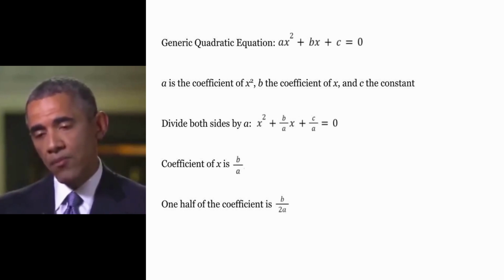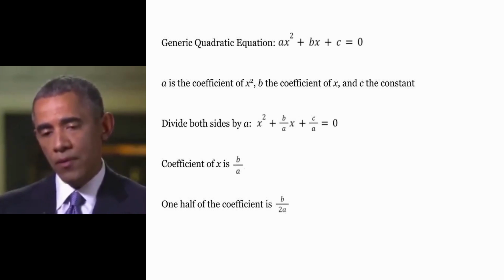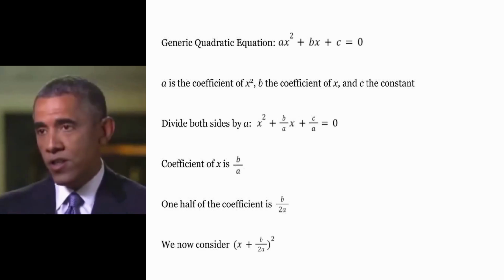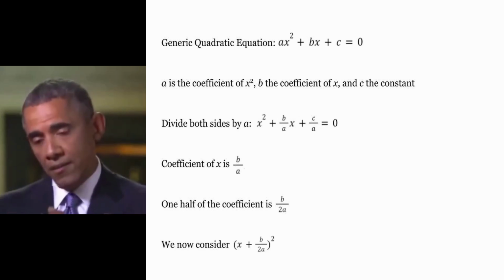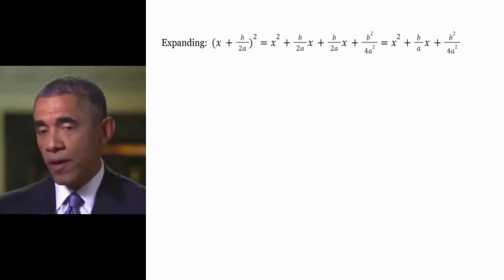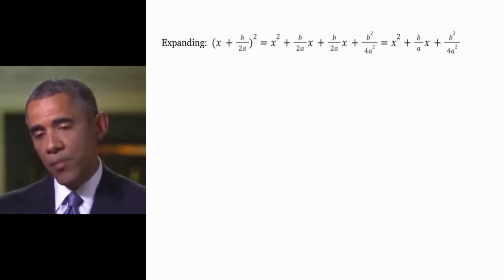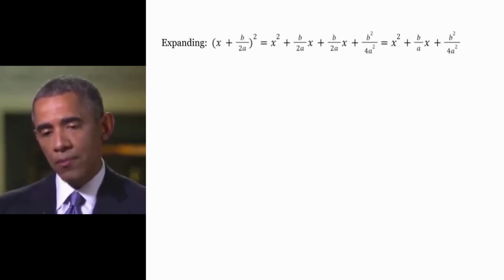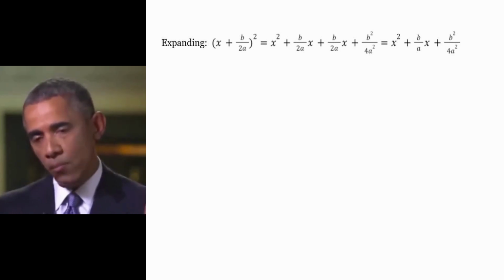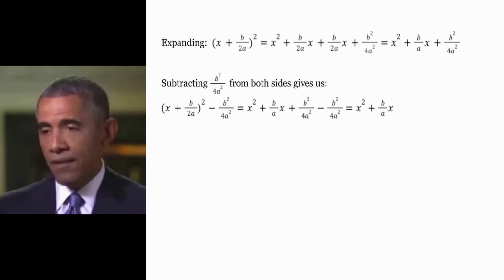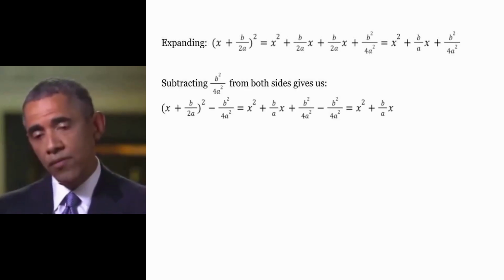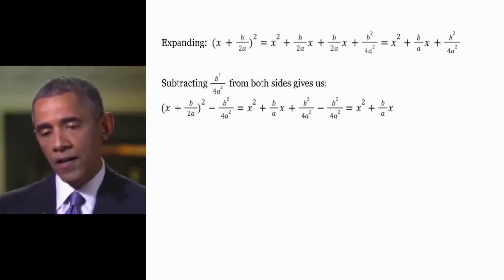The first thing we do is take 1/2 of the new coefficient of x, which is b divided by 2a. We now consider (x plus b over 2a) squared, and we can now expand. We expand the terms, which gives us x squared plus b over 2a times x plus b over 2a times x plus b squared over 4a squared, which simplifies to x squared plus b over a times x plus b squared over 4a squared. We can then subtract b squared over 4a squared to get rid of the constant term, which leaves us with x squared plus b over a times x.